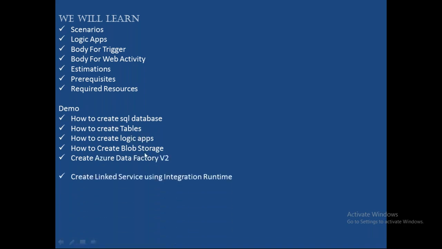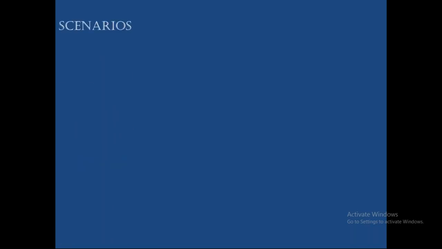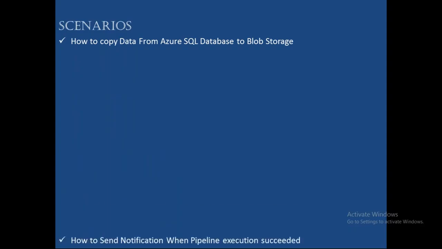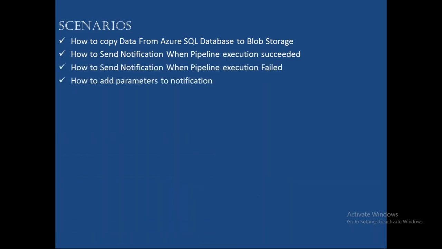Now we know in Data Factory v2 we need to create the linked services for the database and the blob storage by using integration runtime. We are going to create multiple datasets and a pipeline. We can debug the pipeline or run the pipeline, and we can finally monitor this particular pipeline. Fine. Scenario C, how to copy data from Azure SQL database to the blob storage, we are going to cover today as well. Then how to send a notification when pipeline execution succeeded, and how to send a notification when pipeline execution failed. So in case the pipeline failed, we are also going to send a notification.